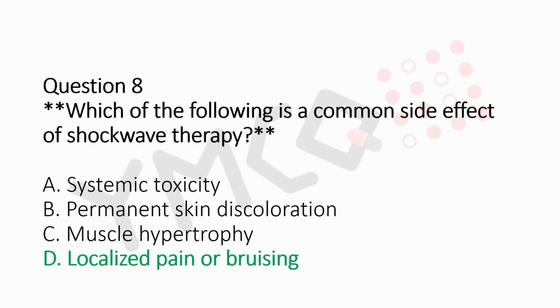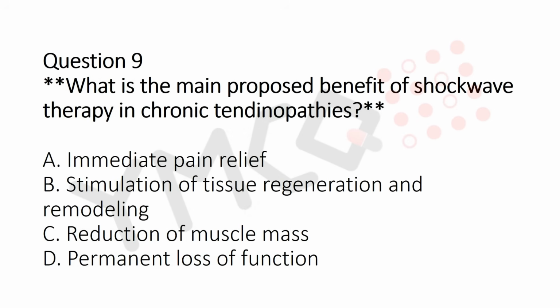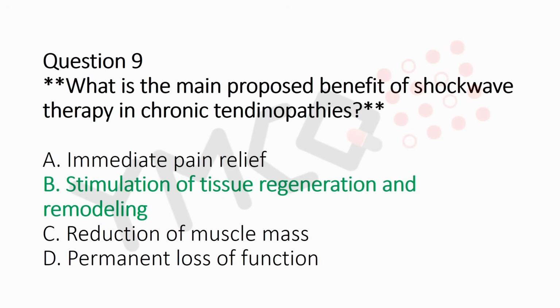Now let's move to question number 9. What is the main proposed benefit of shockwave therapy in chronic tendinopathies? Option A, immediate pain relief. Option B, stimulation of tissue regeneration and remodeling. Option C, reduction of muscle mass. Option D, permanent loss of function. And the answer is Option B, stimulation of tissue regeneration and remodeling.